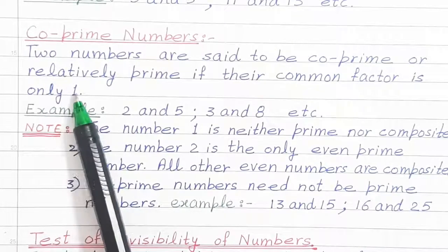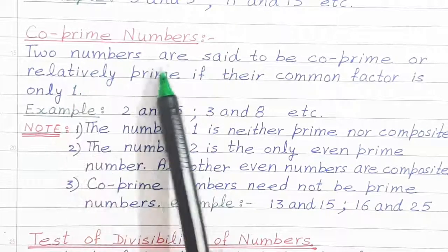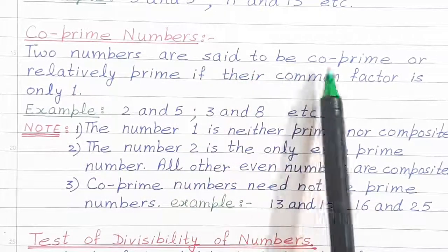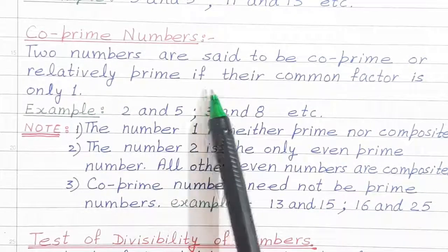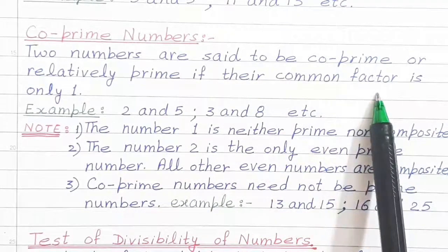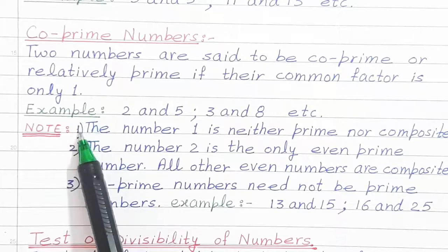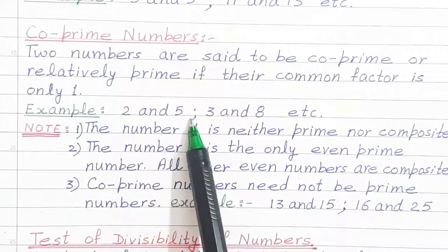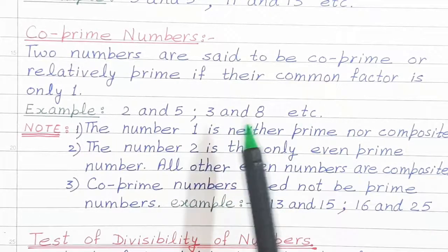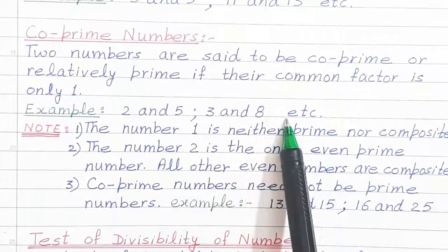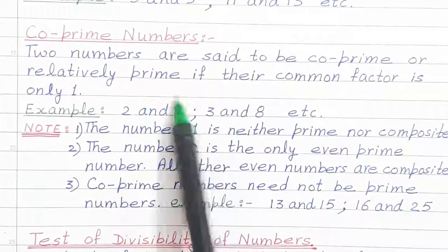Now let us discuss co-prime numbers. Two numbers are said to be co-prime or relatively prime if their common factor is only 1. For example, 2 and 5, 3 and 8, etc. are co-prime numbers. You can say that the HCF of these two numbers is 1.